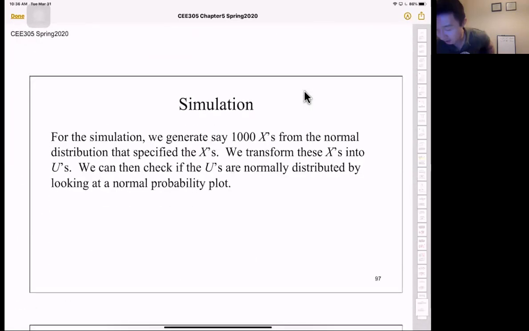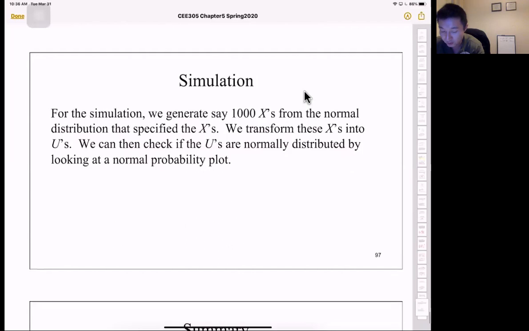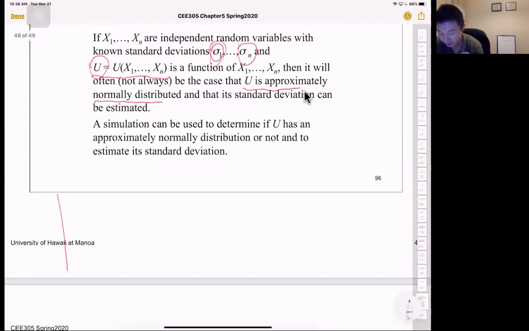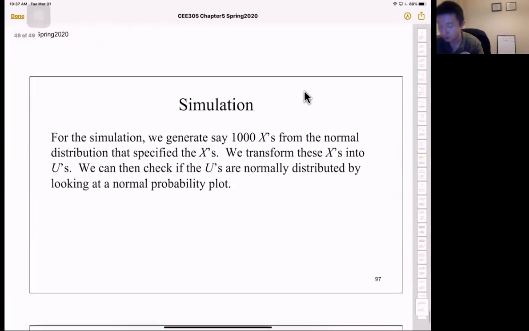For example, in a simulation, we can generate hundreds or even thousands of x values from a normal distribution based on parameters such as sigma. Okay, and then the software will transform the x values into u values based on the function, because u is a function of x1 to xn. Then we get thousands of values of u, and we can check whether u is normally distributed or not. Okay, so that's the idea of using simulation to check.